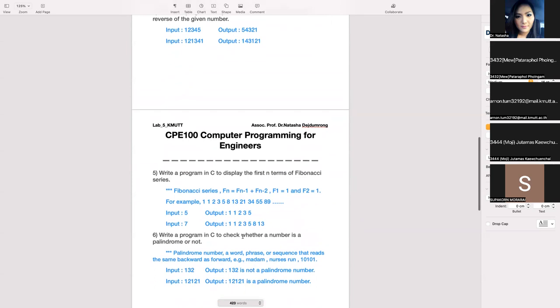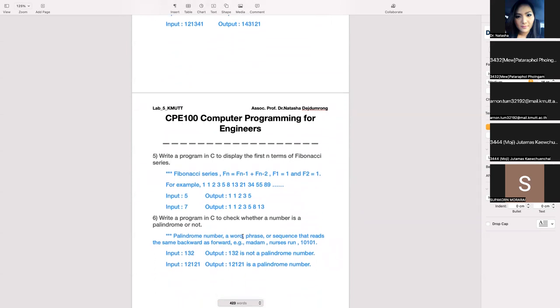Okay, the next question is Fibonacci. This is quite complicated. I don't know whether all of you guys know Fibonacci or not. Fibonacci is a mathematical concept that is quite popular. It is a recursive definition, where the current value is the sum of the one value before and the second value before. So basically, you can see the example that I give here, a Fibonacci series.